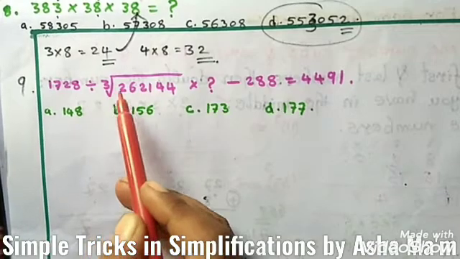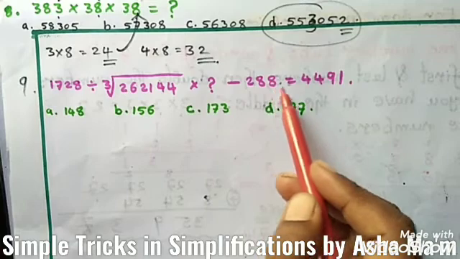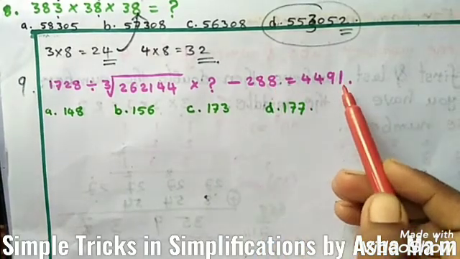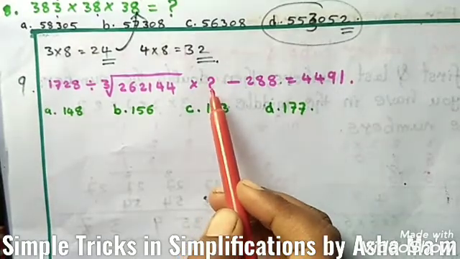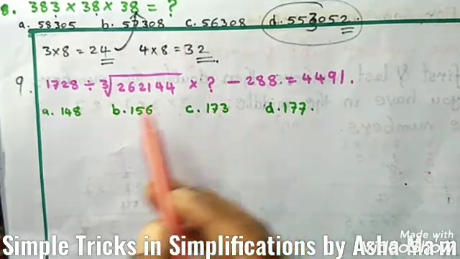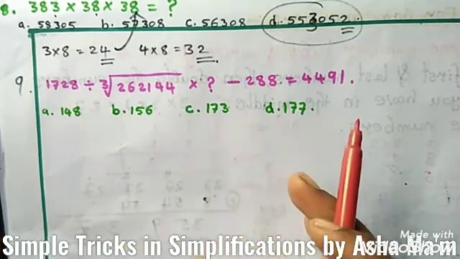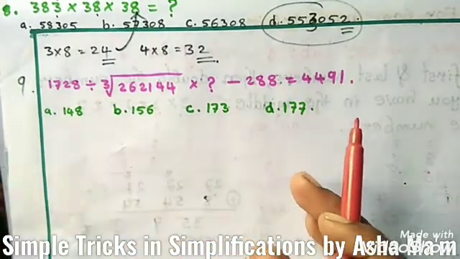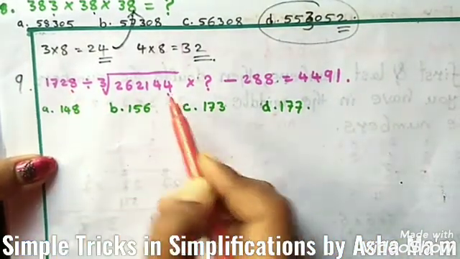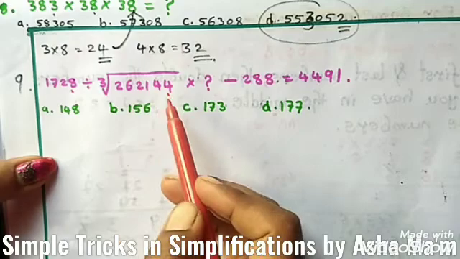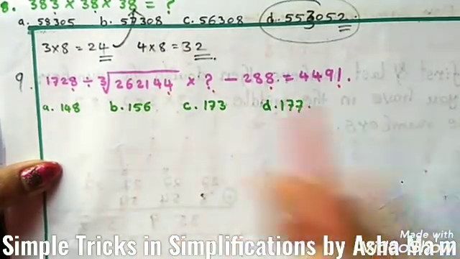1728 divided by cube root of 262144 into question mark minus 288 is equal to 4491. This is the question you have to find out: instead of this question mark, which number we have to use. These are the options. Now students, to this question also, how to apply the last digit rule. The last digit rule you know very well, and here is the 8 and here is 4. The cube root of this number also you can use simply.